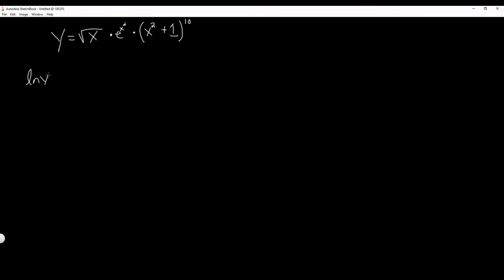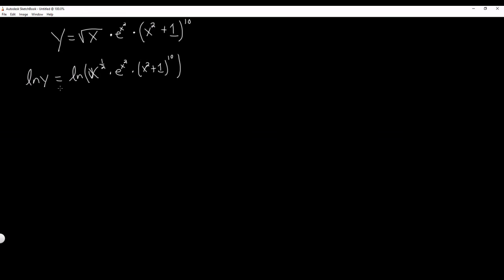So ln of y is equal to the natural logarithm of the square root of x times e to the x squared times (x squared plus 1) raised to the 10th power. The square root of x is just x to the 1/2 power. We're going to rewrite it as x to the 1/2 power to make this easier.